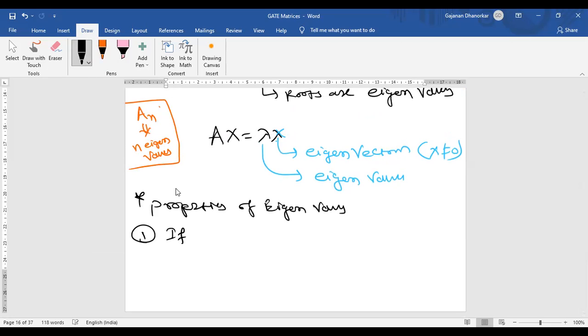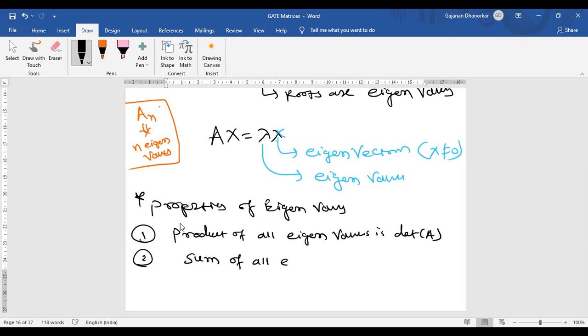First property: if lambda is an eigenvalue, the product of all eigenvalues is the determinant of this matrix. Always this happens. Then the sum of all eigenvalues is equal to the trace of the matrix.